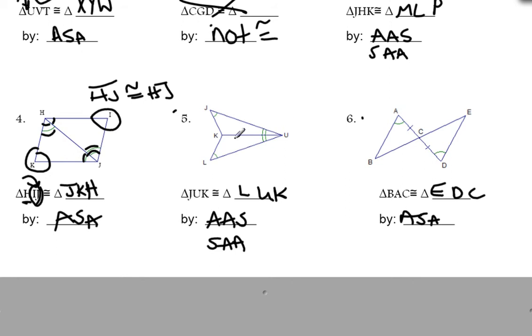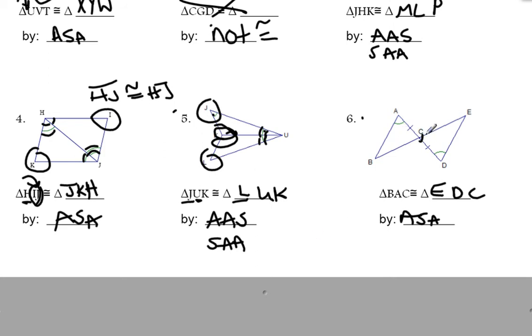All right, number 5, the first thing that you should mark is that shared side. So if you see, we have an angle and a non-included side congruent to an angle and a non-included side. And when we're making our congruency statement, J has one arc, so that matches with L. U has 2 arcs, so that matches with the other U. And K has nothing here, so that matches with the other K.